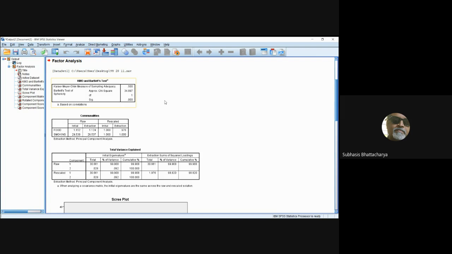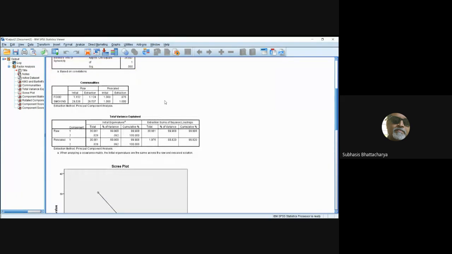But the Bartlett test of sphericity has become significant. That is not important to us. What is important to us? Just to remind, for these results I am actually showing, look at the eigenvalues.